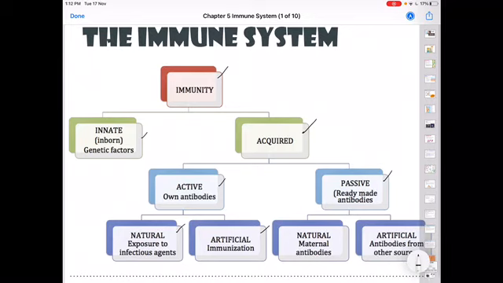But for passive, we also have natural and artificial. From natural is by maternal antibodies, and artificial is antibodies from other source. Okay, contoh daripada maternal ni dari segi satu ialah breast milk. Okay, but for artificial antibodies from other source ni contoh daripada serum. Contoh kalau kita gigit serangga ataupun haiwan yang berbahaya, okay, kita akan ambil serum. Serum tu akan terus membunuh pathogen yang masuk dalam badan kita, but it is very short-lived.